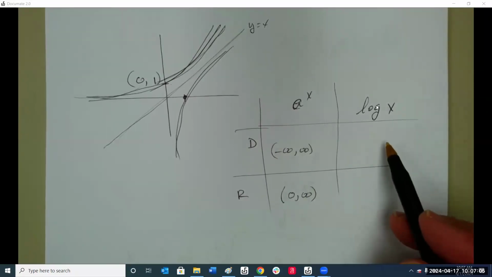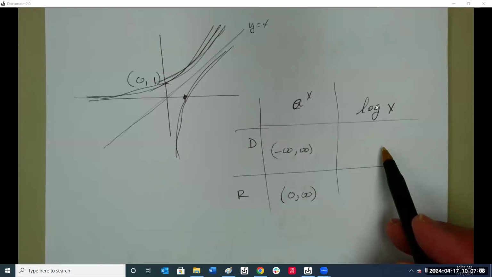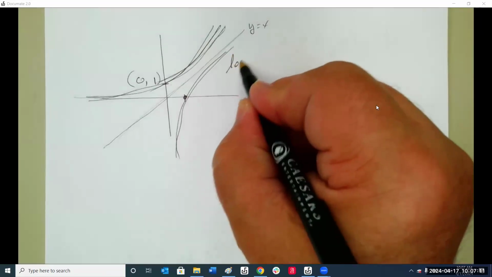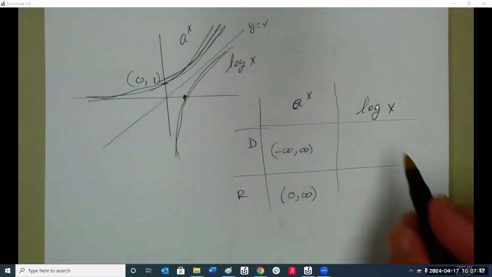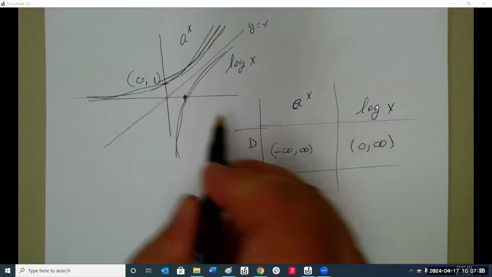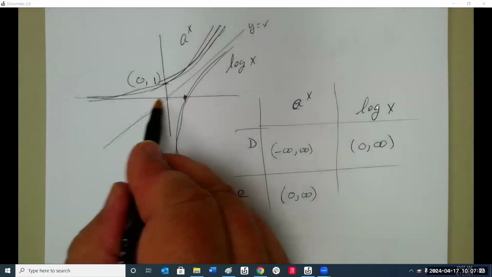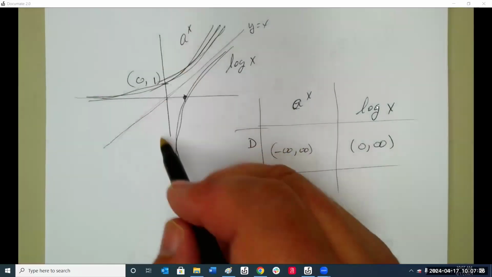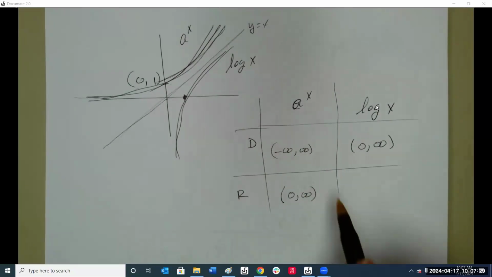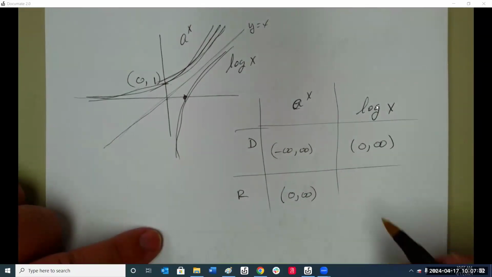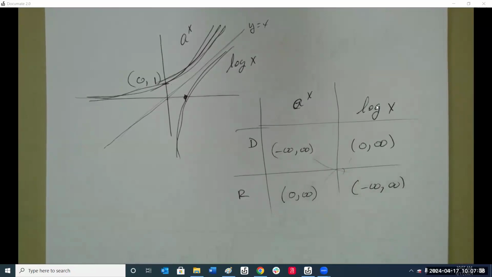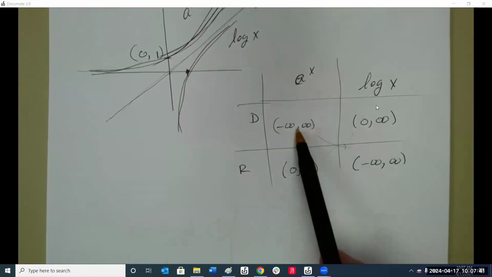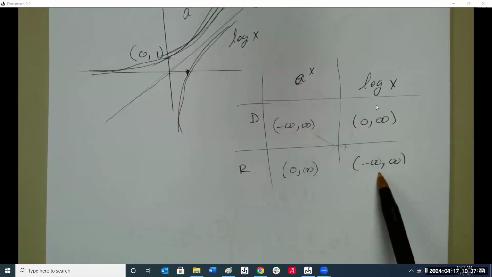Look at the log. What's the domain of the log? This is the log. This is the exponential. 0 to infinity. It's to the right. In other words, you cannot put a negative number inside log, or you cannot put log of 0. Doesn't exist. And what's the range, I mean? Yeah, they're opposites of each other. They're inverses, so they're opposites. The domain of the exponential is the range of the log. The range of the exponential is the domain of the log.